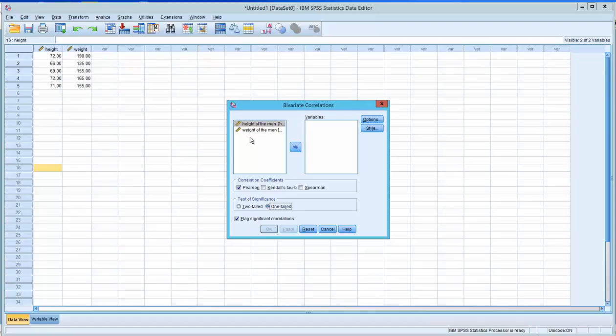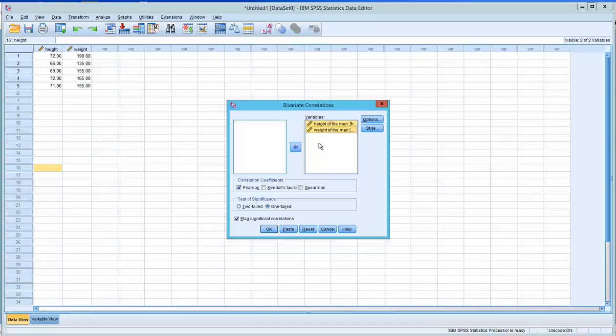Now let's go back to the variables here. I have the height. I click it, hold down the control key and click on weight. So you select the two variables. Click height, then hold the control key and select weight, and then click the middle arrow here to move them under the variables column as you see here.